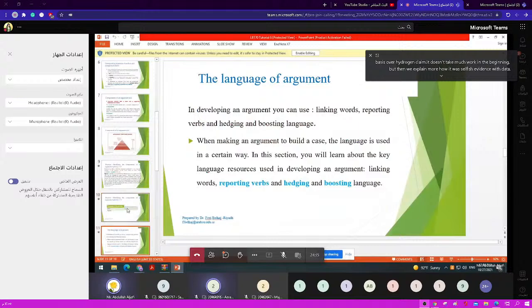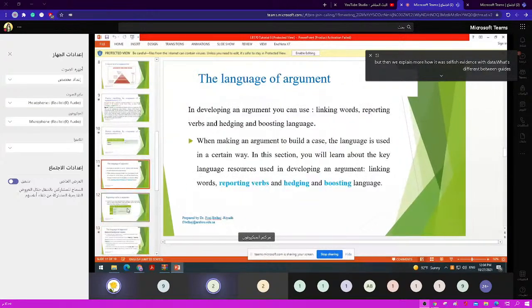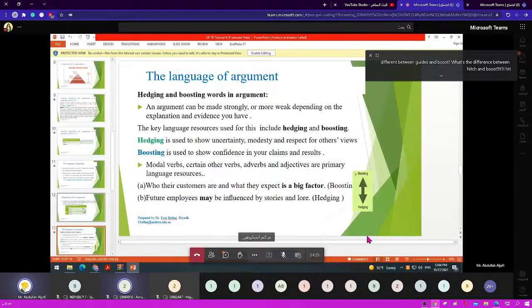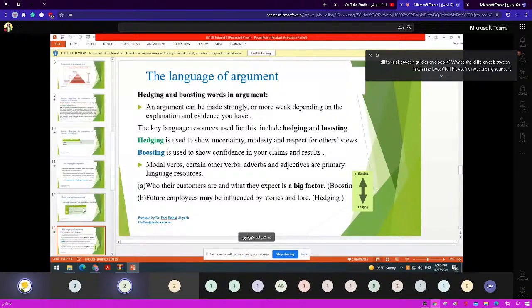وعرفنا what's different between guys الهيدج and boost. What's different between hedge and boost؟ الهيدج, you're not sure, right? Uncertainty, modesty, just you respect other view, but it's not true. Sometimes you are not sure 100%. الهيدج. What about boost? Explanation with confidence. Very good. You show confidence. يعني ايش؟ You are sure 100%.